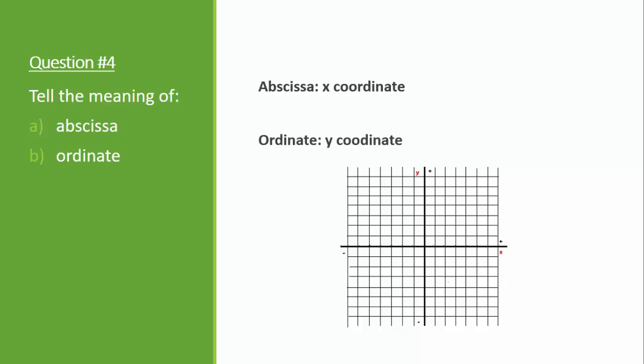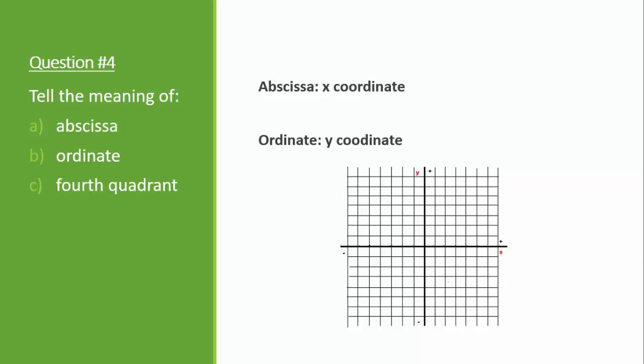The ordinate is the position relative moving up and down along that y-axis. So the x-coordinate and the y-coordinate are what the abscissa and the ordinate are.